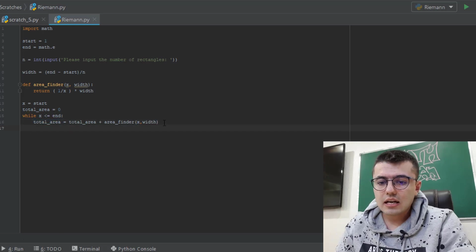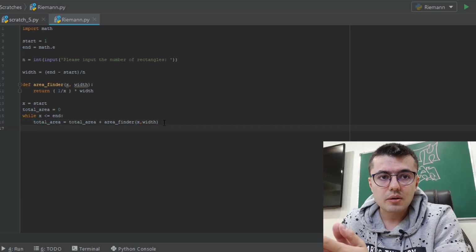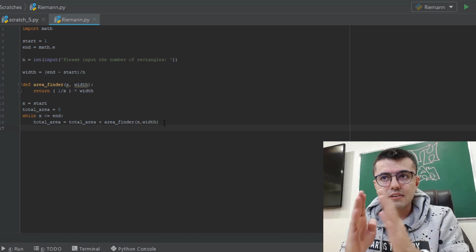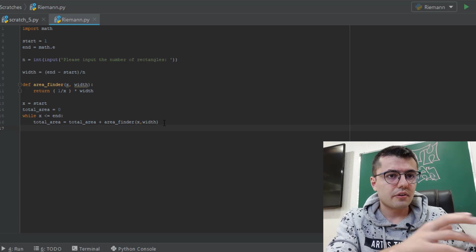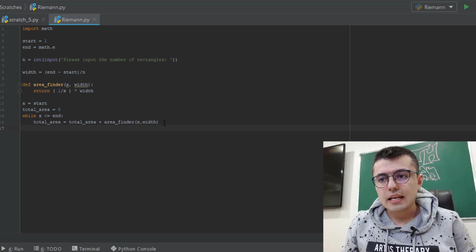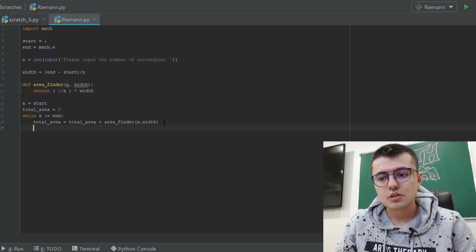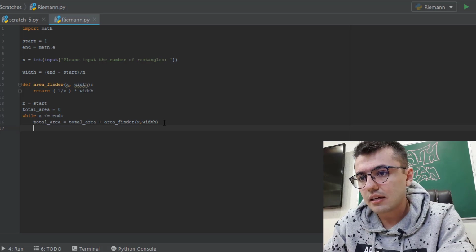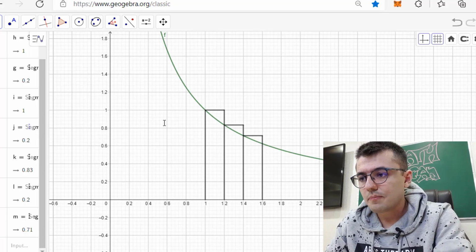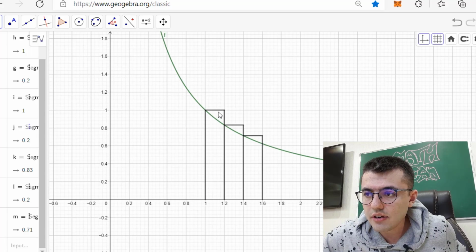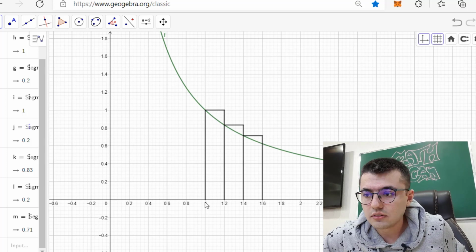And after that, I want to tell the program to move forward, not just to find the area of one rectangle, but after you find the rectangle, you add it to the total area, and find the next one. And how am I going to tell the program to find the next one, to move forward? I'm going to tell it that now my new x is the old x plus the width.